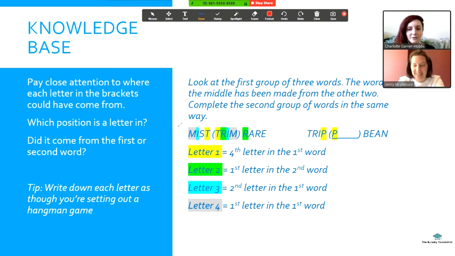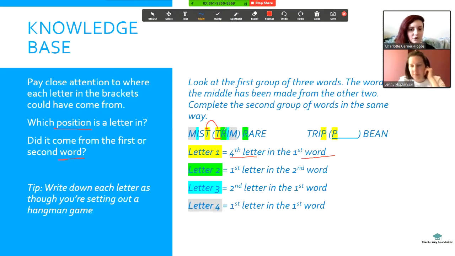So my top tips for looking at anything like this would be to ask: what position in the words did the letter come from, and which words did it come from? I've laid out how I think about it here as an example. For instance, the T in this first group of words obviously came from the T in mist. There's no other T's anywhere, so it couldn't have come from anywhere else. So this means that letter number 1 is from the fourth letter in the first word. I've put that over here. The fourth letter in the first word is P, so the first letter over here must be P.